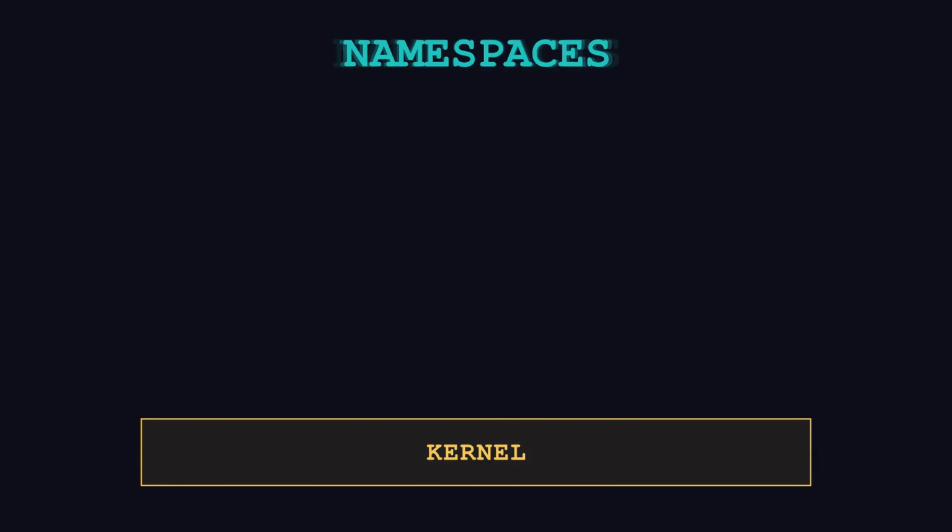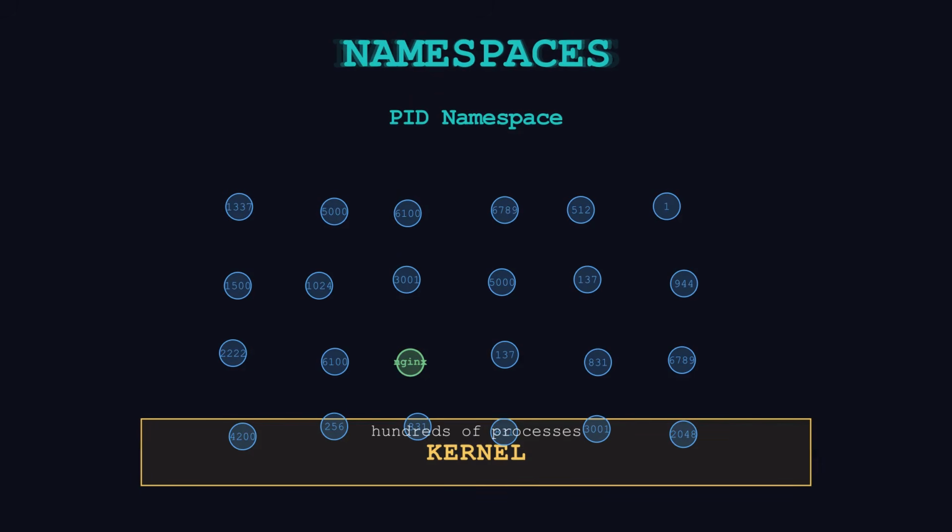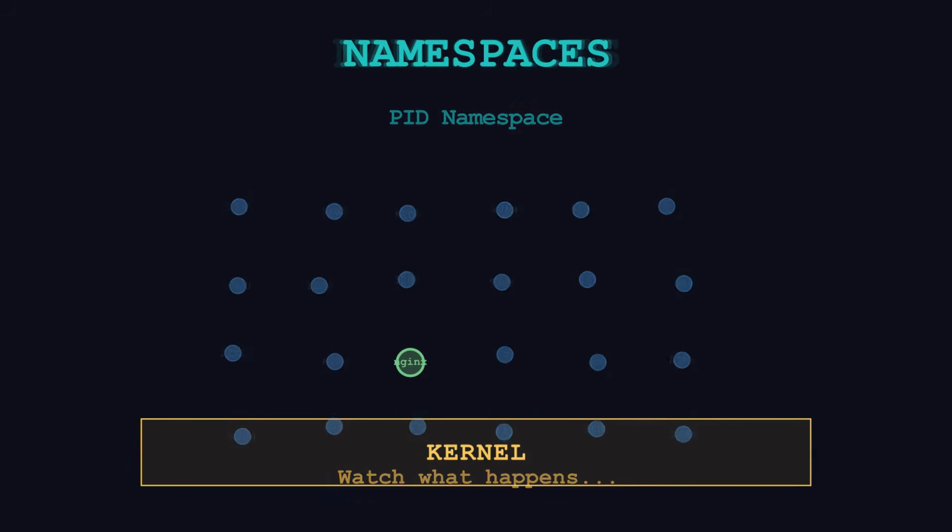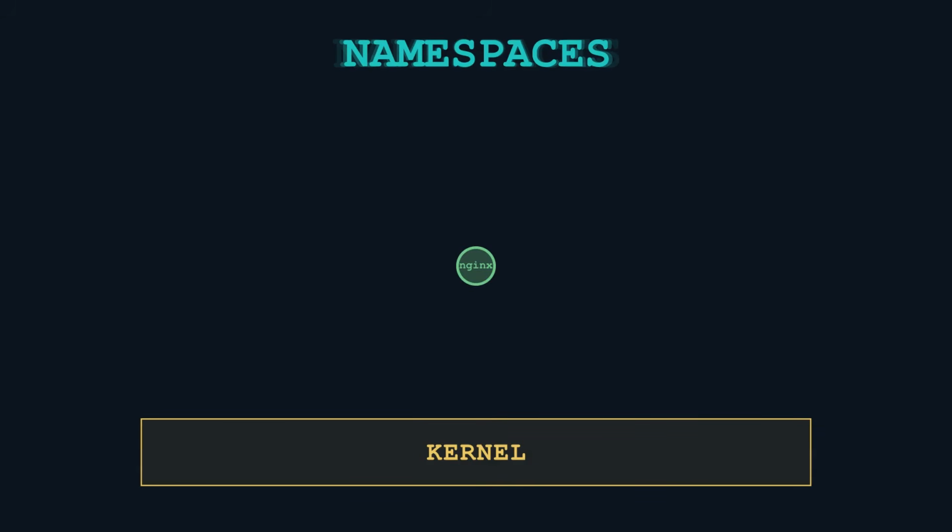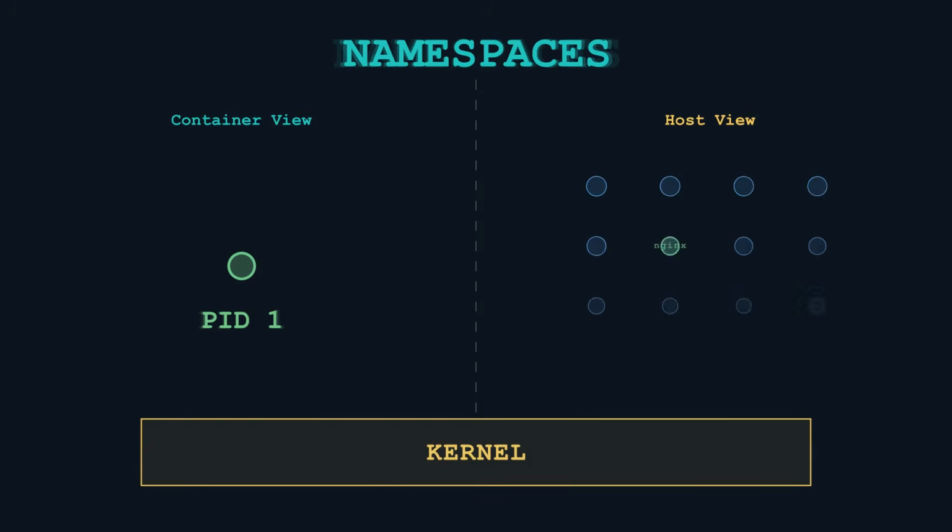First, namespaces. Namespaces control what the process can see. There are several kinds, but the most dramatic one is the PID namespace. Right now, this Linux system has hundreds of running processes. Watch what happens when we put this process in its own PID namespace. The entire process tree disappears. This process thinks it's PID 1. It thinks it's the only thing running, but the host still sees it. Same process, two completely different views.